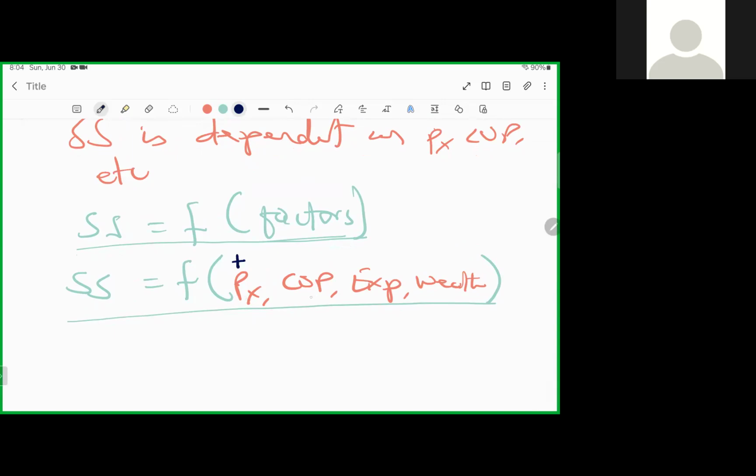What about cost of production? Once there is an increase in cost of production, supply will tend to fall. And once there is a decrease in cost of production, supply will tend to increase. As you can see, there is a negative relationship between supply and cost of production. So in this case, I can just put a negative. Here, there is expectation.